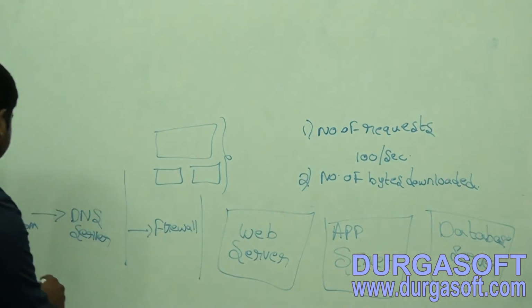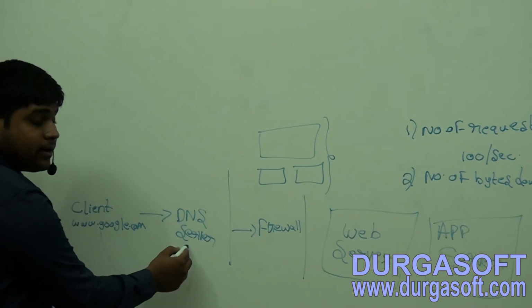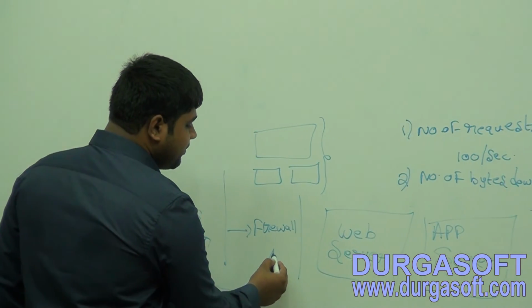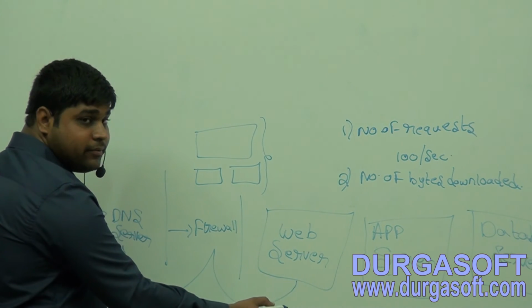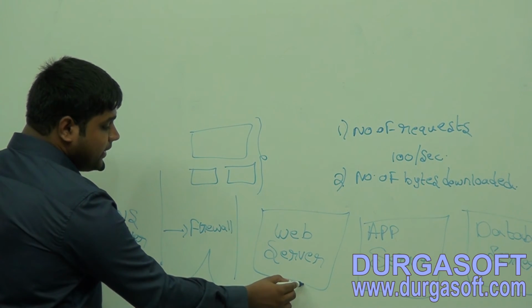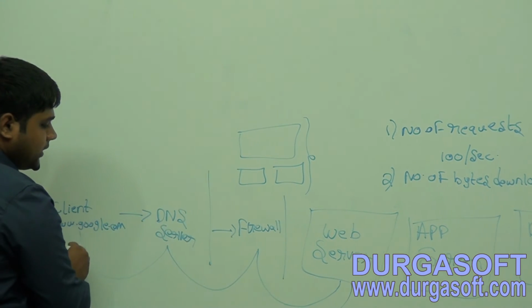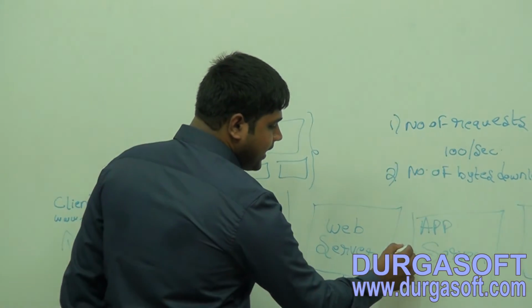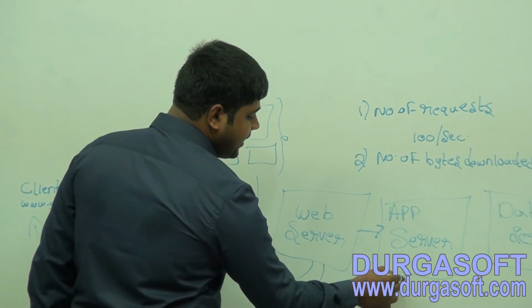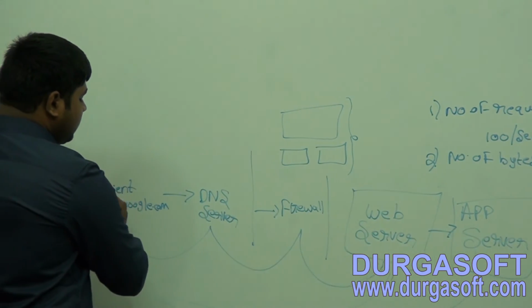As I said, this is the request flow. We type the URL and it is converted to an IP address. From the firewall, it goes to the web server. If it is static data like Google pages, it will transfer to the client, or else it will interact with the app server and get the dynamic data. Then it will go to the client.